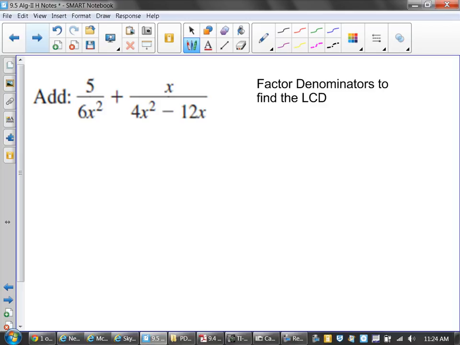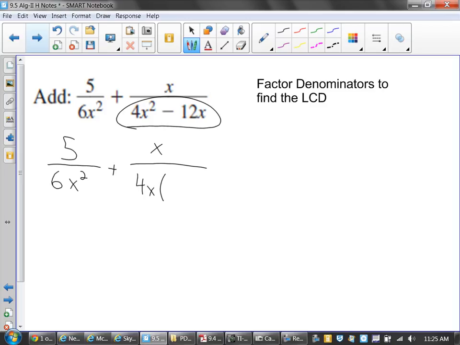So let's see here. We have 5 over 6x squared. That 6x squared, is there anything I can factor with that? Not really. There's nothing I can do there. So I'm just going to write this out in a couple extra steps. What can I do with this denominator? Take out the 4x. And what are you left with?